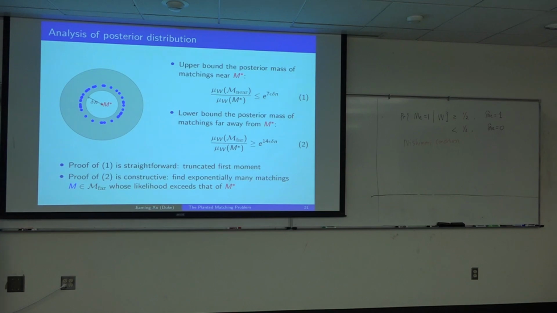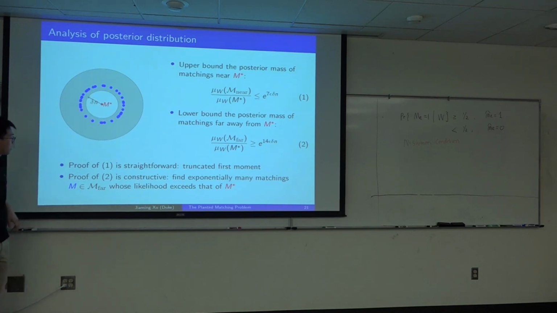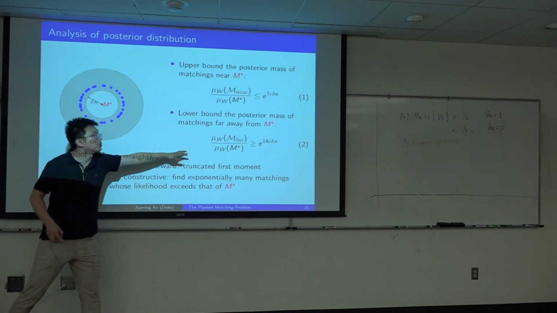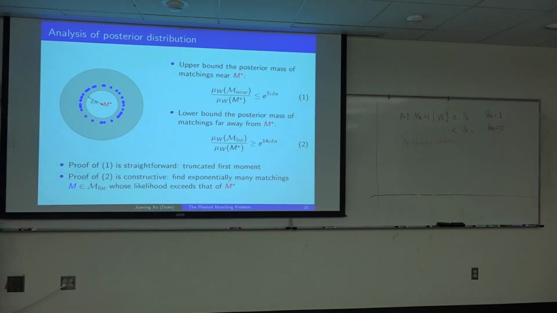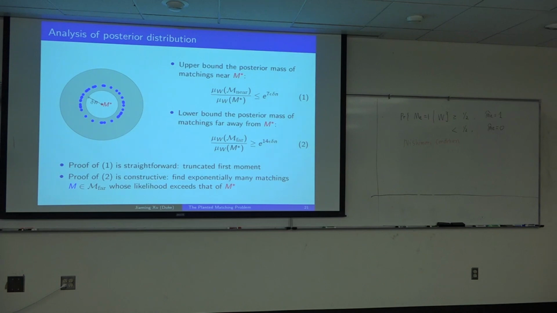So here, what we are trying to prove in this second part is actually constructive, in the sense that we're going to show that we can find exponentially many matchings in this gray region. Their likelihood is actually bigger than m star. Okay, and then if we can do this, then definitely this ratio will be big. So now the question becomes, how can we find such exponentially many matchings whose likelihood is bigger than m star?